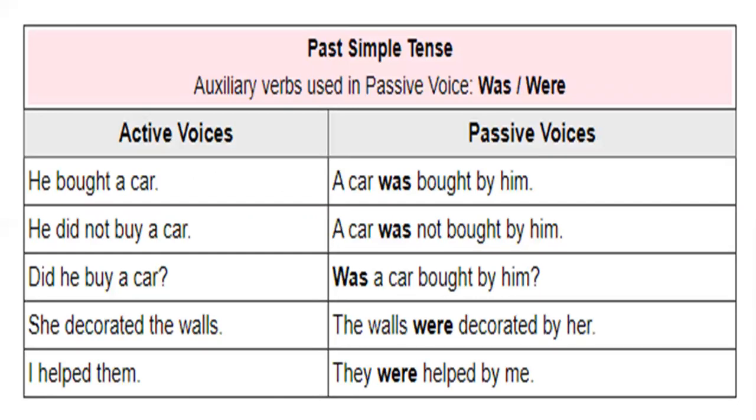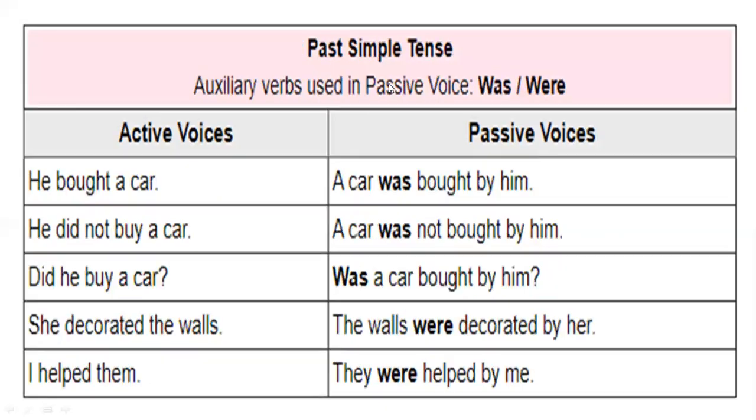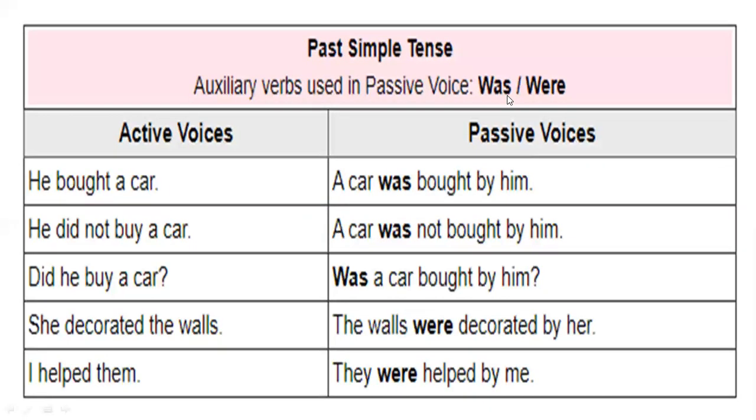Now, first of all, past simple tense, also called past indefinite tense. Auxiliary verbs used in passive voice are was and were. Okay, now active voice: He bought a car. Passive: A car was bought by him. Now you can see that first of all we have changed the subject and object. A car became the subject of the passive voice.